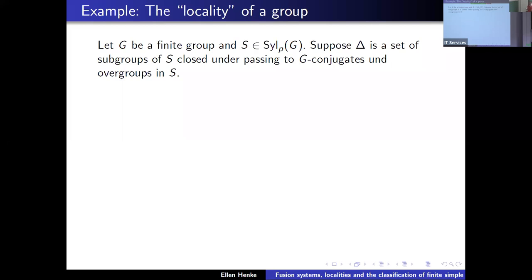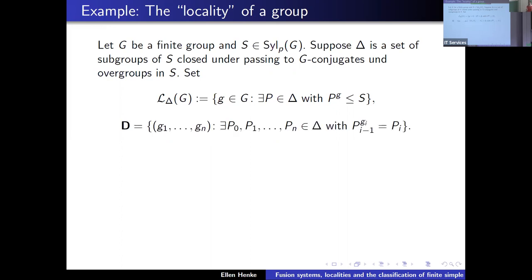That's just a technical condition. And now, what is the underlying set of the partial group we want to construct? We take all the elements g in G which conjugate some element of delta into S, or I could also say conjugate some element of delta to another element of delta. So this is the underlying set. And then I have to say on what set of words I define the product. I do a similar thing. I take all the words g1 up to gn such that I successively conjugate some elements of delta.